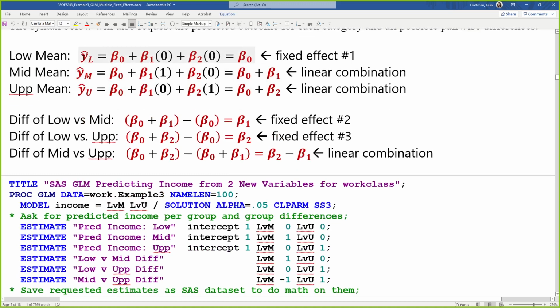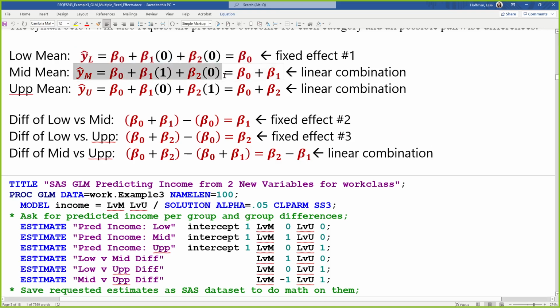So then the low group. This is how we figure out how the model tells us the mean for the low group. The low group is my reference group, meaning they are when the new predictors that I created are both 0, which means their predicted outcome is given by the intercept only. So beta 0 is the mean for the reference group, the low group in this example.